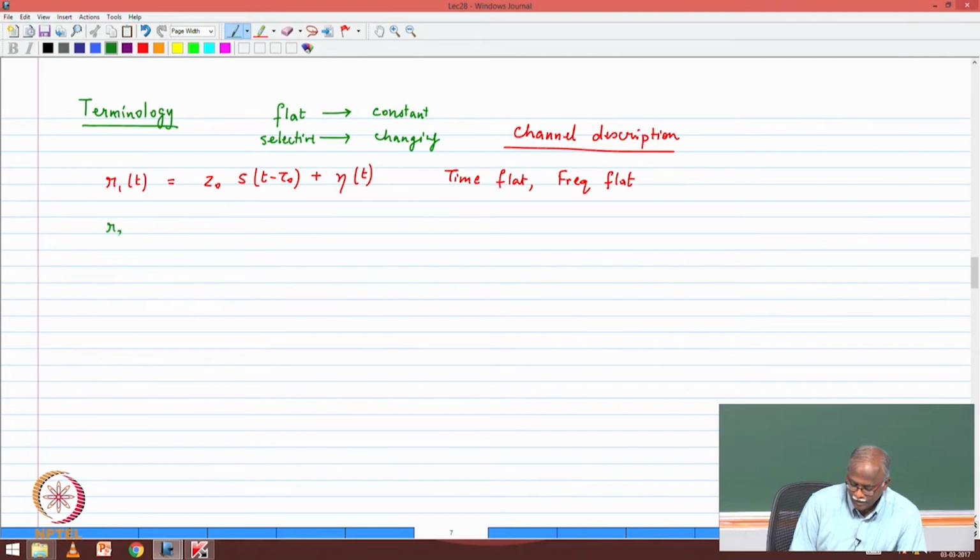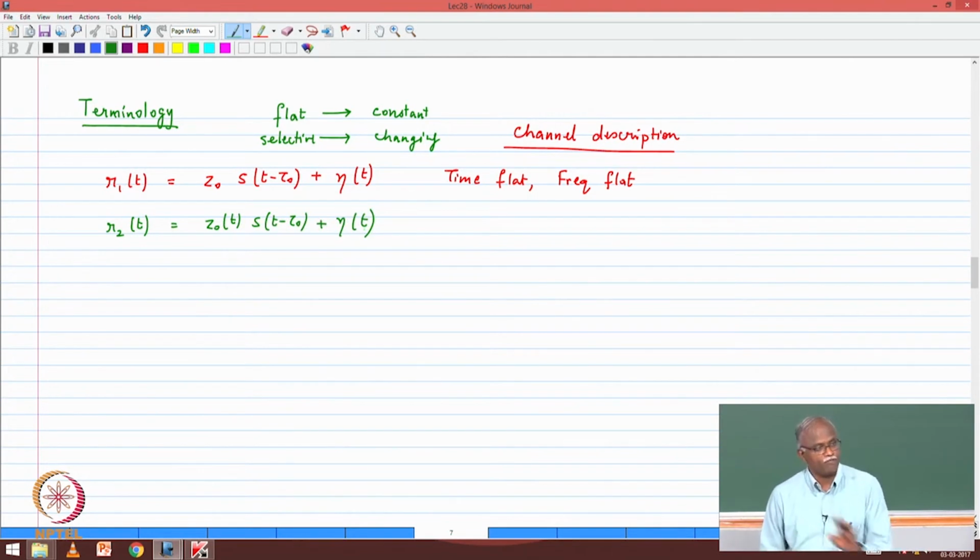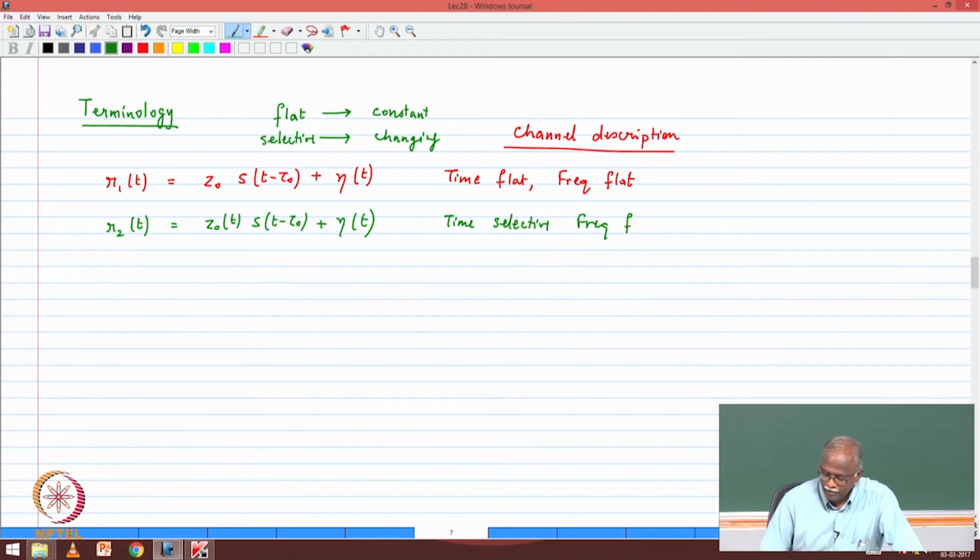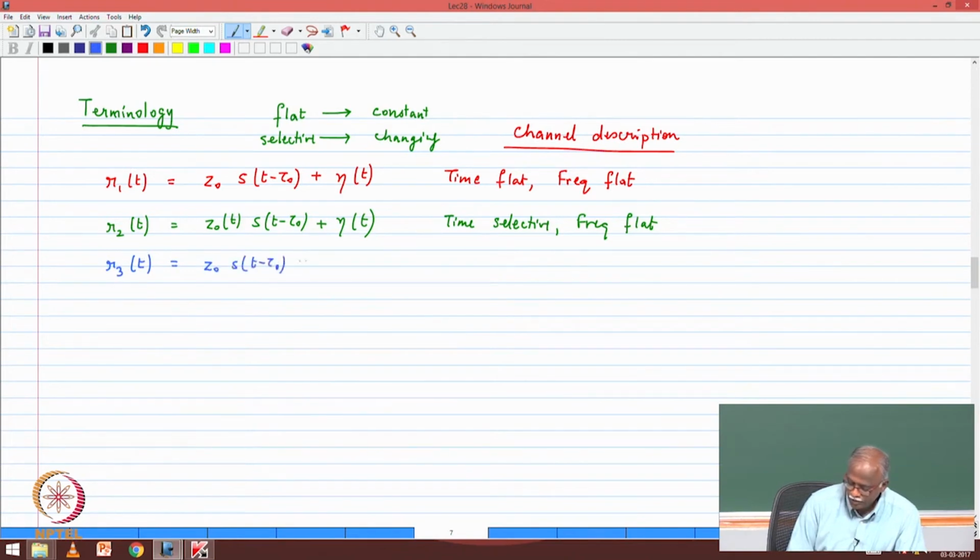Second, R2 of t is z naught of t s of t minus tau naught plus eta of t. Time selective, frequency flat. I will just write one more to complete this. So the third one is R3 of t is z naught s of t minus tau naught plus z1 s of t minus tau 1 plus eta of t.